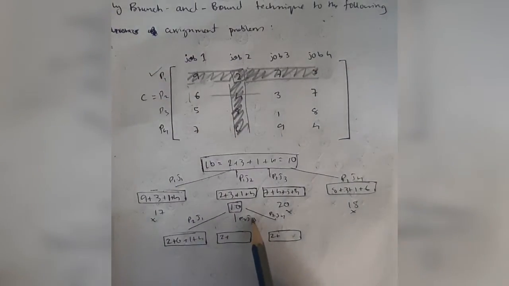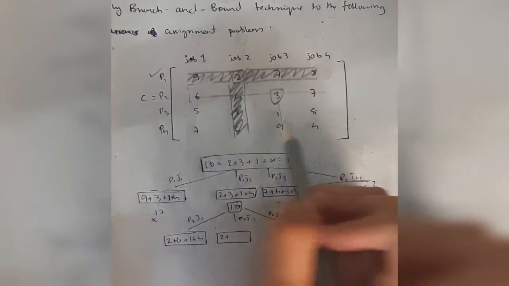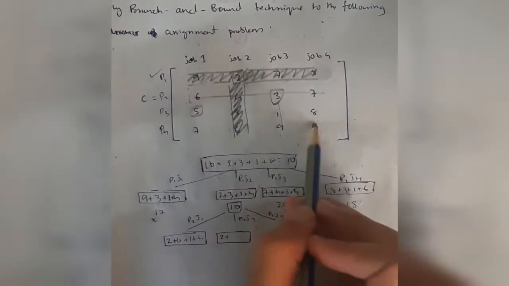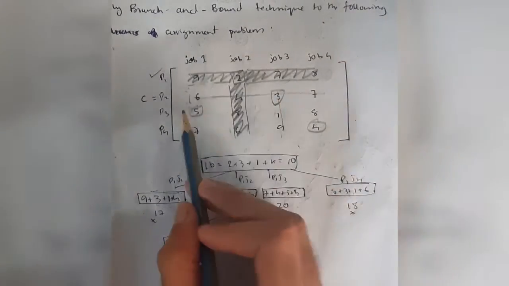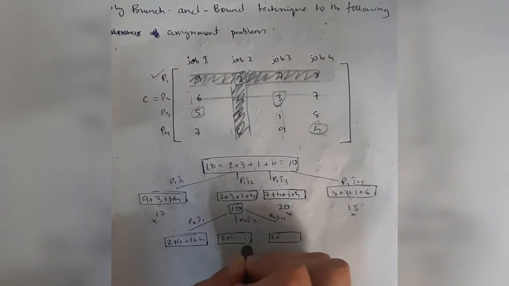Then the next one is P2 J3. P2 job 3. So select 3 here, eliminate the row and the column. 5 or 8, 5. 7 or 4, 4. 3 plus 5 plus 4. Right here, 3 plus 5 plus 4.